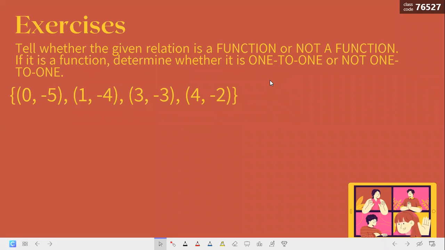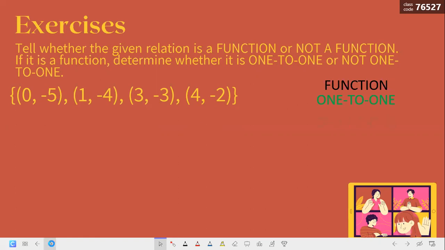Yes, Aryan? Function and one-to-one. Okay, so obviously this is a function because nothing is repeated in the domain, the set of domain. That's why it is a function, and at the same time, no value of y is being paired to two values of x. So that makes it a one-to-one function. Thank you, Aryan.